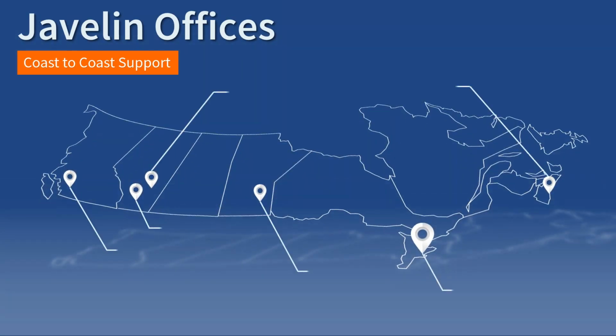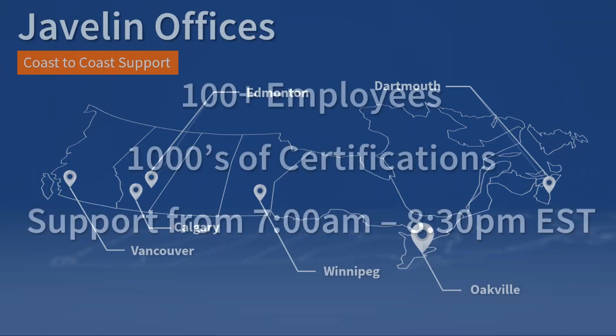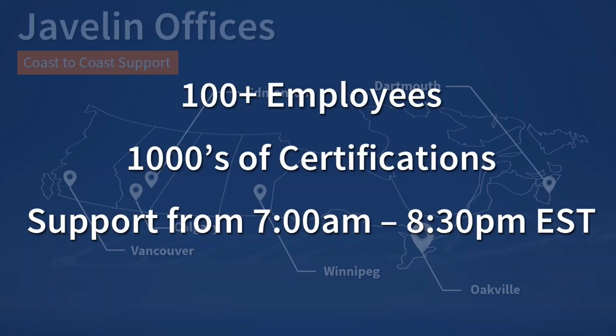Javelin has offices all across Canada. We are a 100% Canadian owned and operated company, with offices from Dartmouth, Nova Scotia to Vancouver, BC. What that means for you is that we have support from 7 a.m. to 8:30 p.m. Eastern Time, so we have a lot of hours to help you if you have any technical questions. We have over 100 employees, all certified in their own fields, so whenever you're talking with one of us, you know that you're talking with a professional.